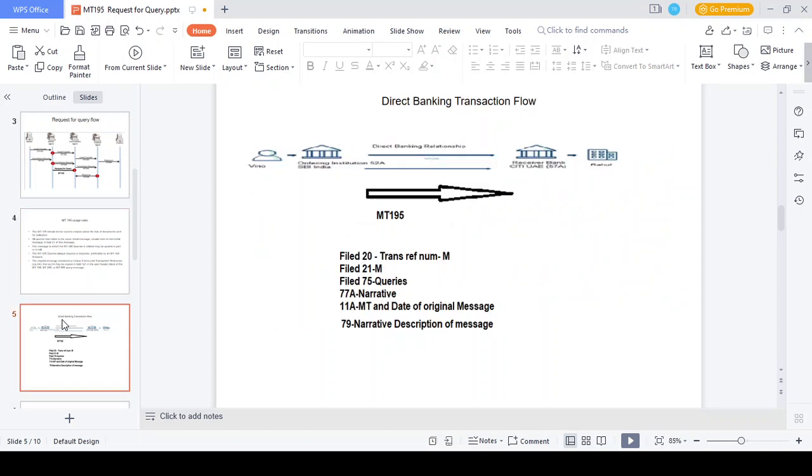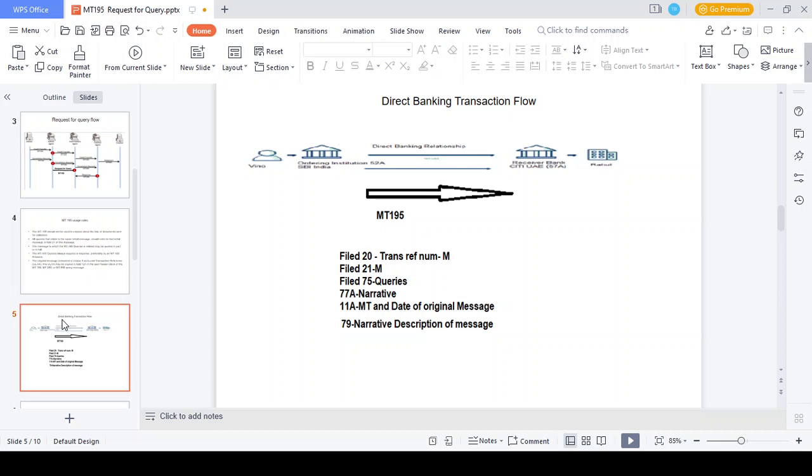Direct banking transaction: what is a direct banking related transaction? In case the ordering institution and the beneficiary institution, both banks, have a Nostro-Vostro relationship, that relationship we call a direct banking relationship. In this scenario, we initiate a transaction to Rahul. We are located in India, Rahul is located in the UAE. We need to send 15k AED to Rahul.